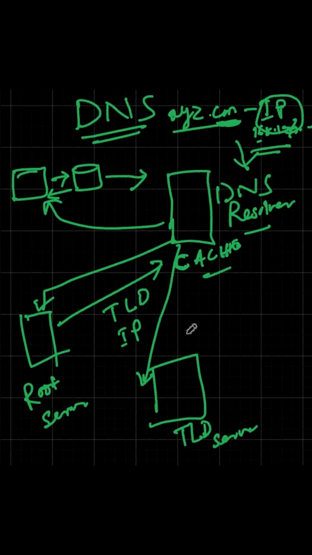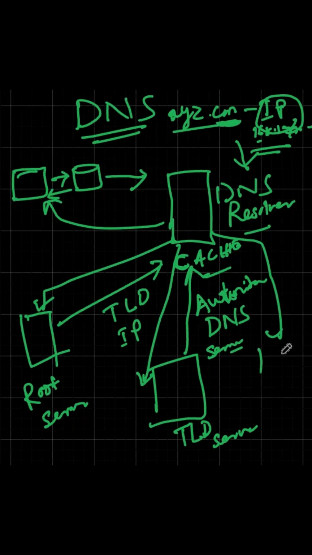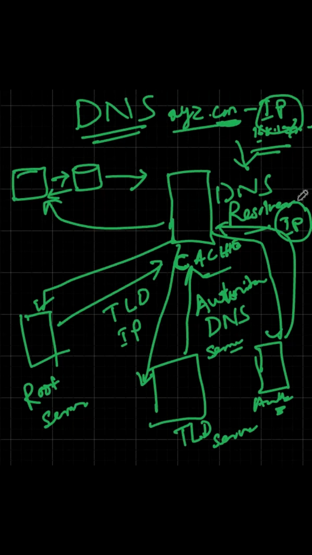And this TLD server will return your authoritative DNS server, the one which has your IP address. That detail it will return. Then again it will call the authoritative DNS server. This is your authoritative DNS server, and this will return the exact IP. Now this IP will be cached for further uses in the DNS resolver and it will be returned back to your browser. Then, getting that IP, the browser will call the web server, get the web page and show it to you.